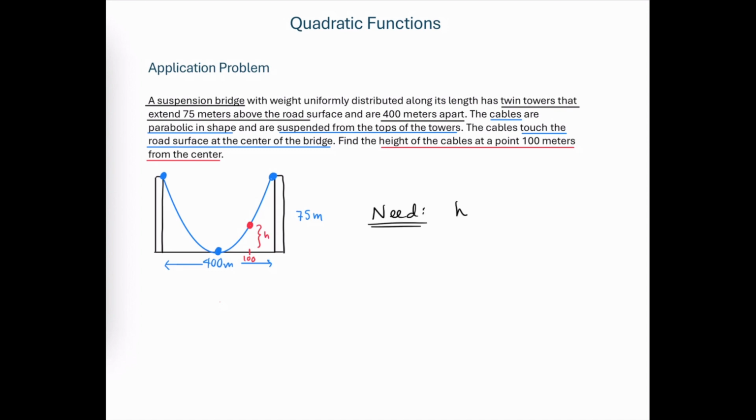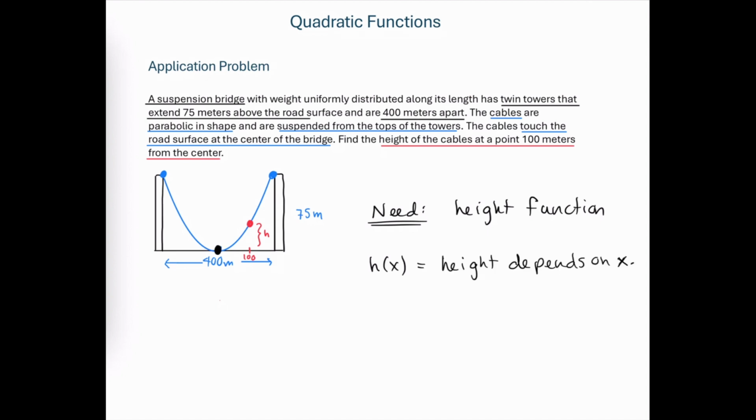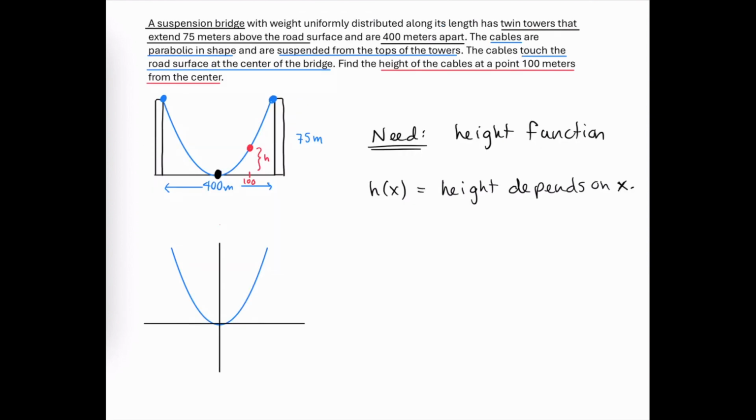So what we need to find is a function that represents the height. Ideally, that height function would depend on a distance x. If x represented the distance from the center, we would be plugging in 100 for x. If we consider this parabola to be on the Cartesian plane, then that's precisely what x represents. The x value in question would be 100, and this height would be represented by the y value of this function. So what we need to find is essentially the equation of a parabola, and then plug 100 into it.